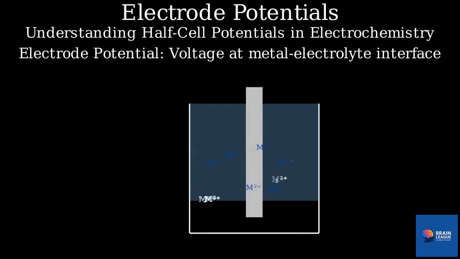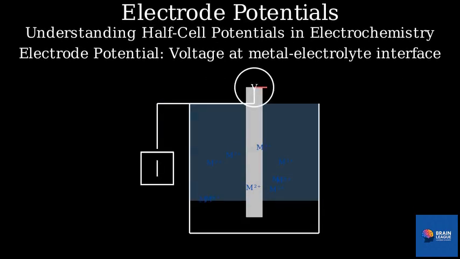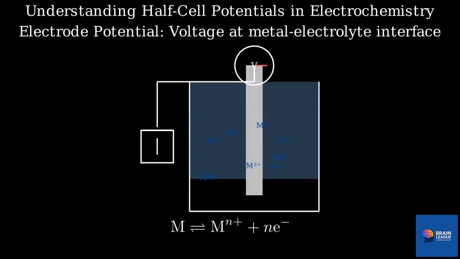When a metal is placed in a solution containing its ions, a redox equilibrium is established. This equilibrium can be represented by the half reaction: metal yields metal ions plus electrons.